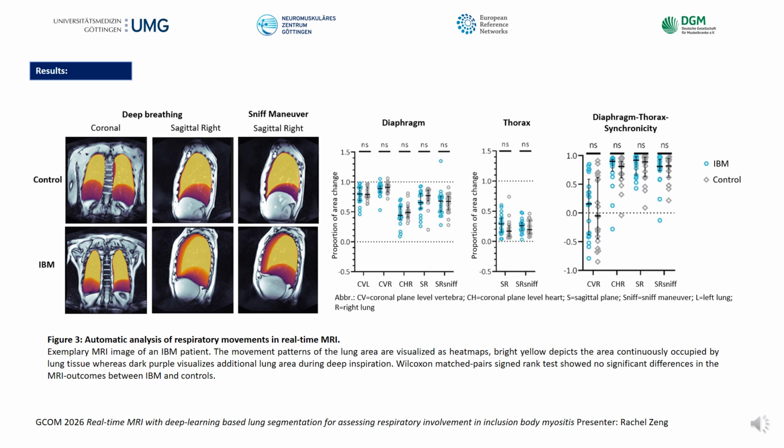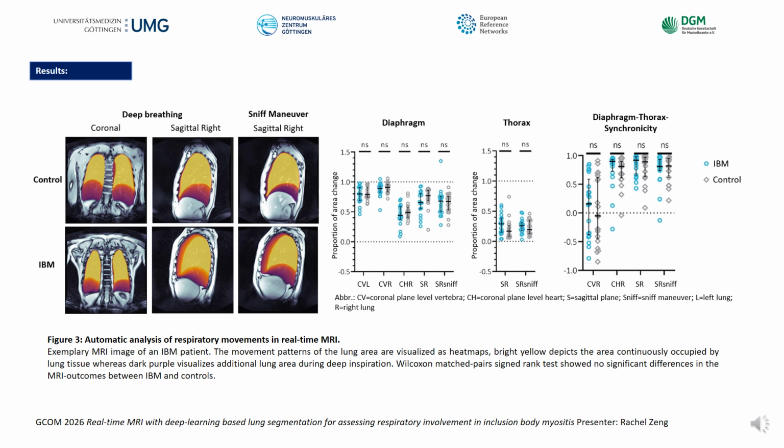The real-time MRI analysis of respiratory movements in IBM is shown in figure 3. So on the left-hand side, there are exemplary MRI images where the movement patterns of the lung area is visualized as a heat map, with bright yellow showing the area continuously occupied by the lung and dark purple visualizing additional lung area during deep inspiration.